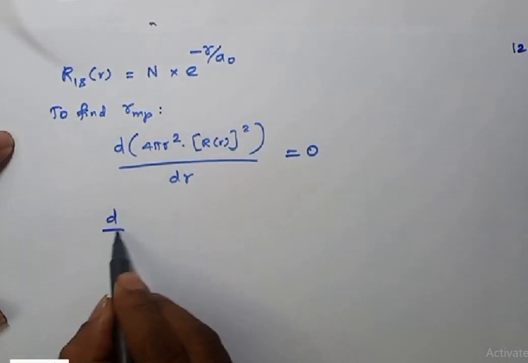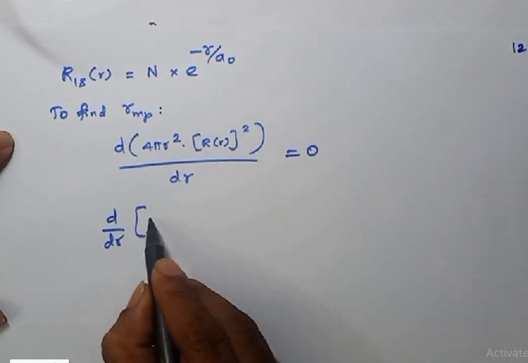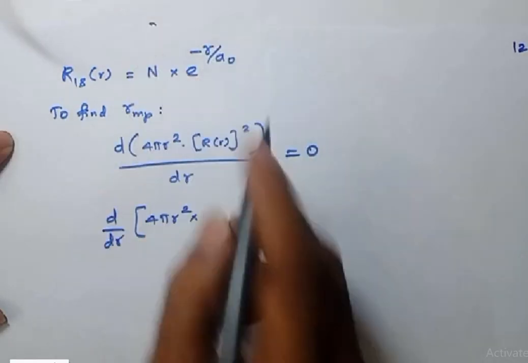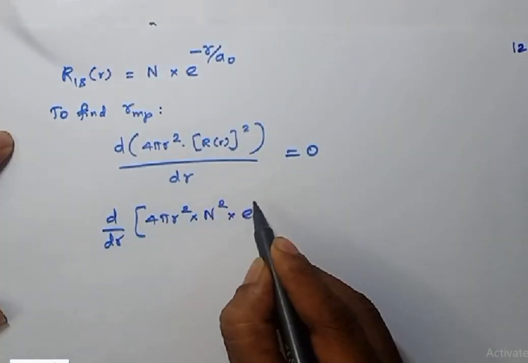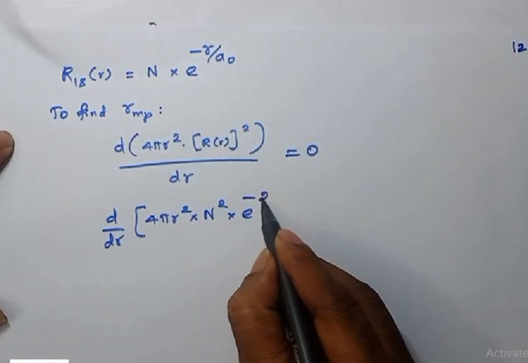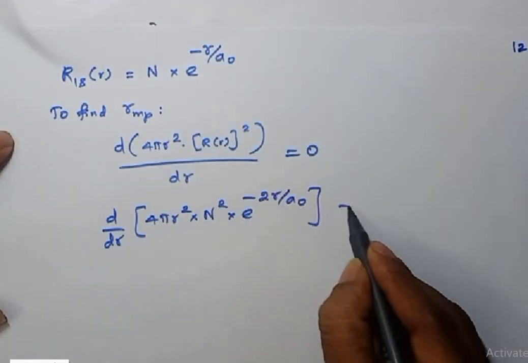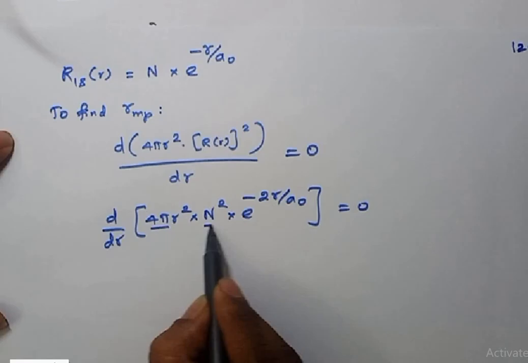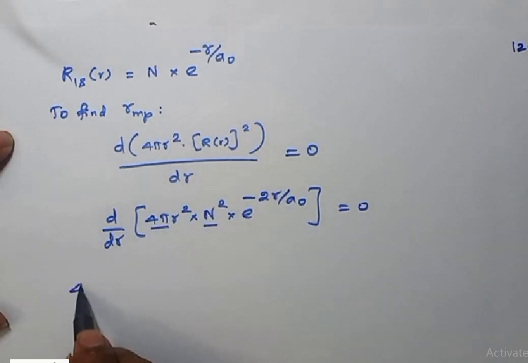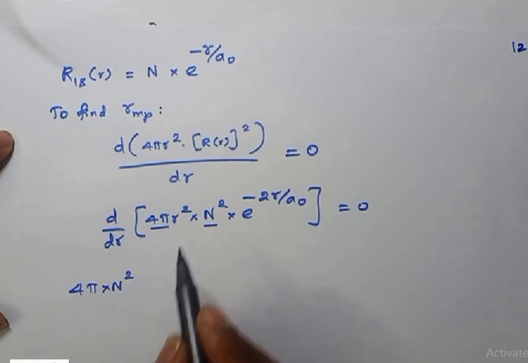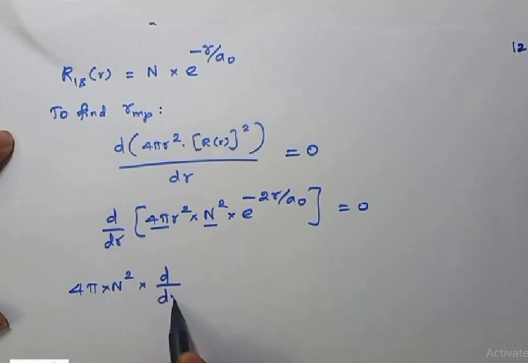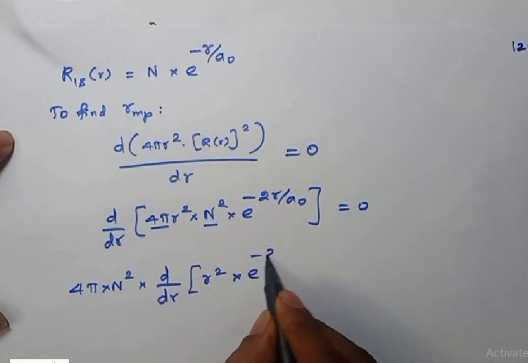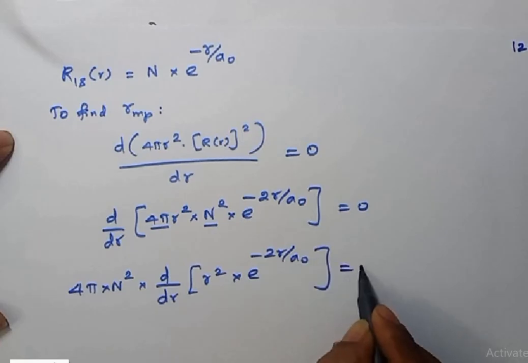So we write d by dr separately. We have 4 pi r square into R square. Listen, this is R, take the square: N square into e power, if you take square of this, you will get e power minus 2r by a naught, equal to 0. Now what to do? We have to differentiate. But before that, 4 pi N square are all constants, you can keep them out. So what we are left with is d by dr of an r square term and an exponential term, e power minus 2r by a naught, equal to 0.